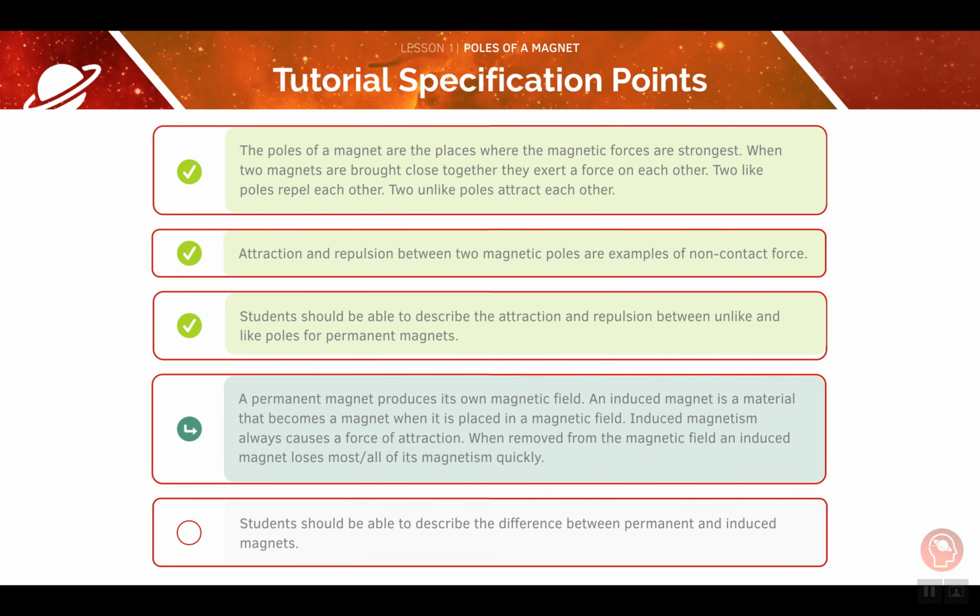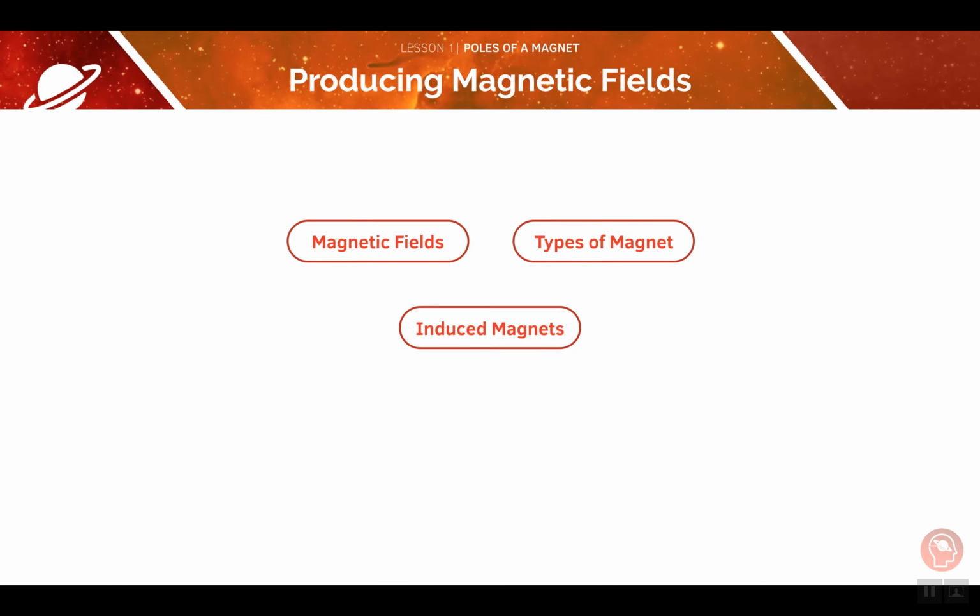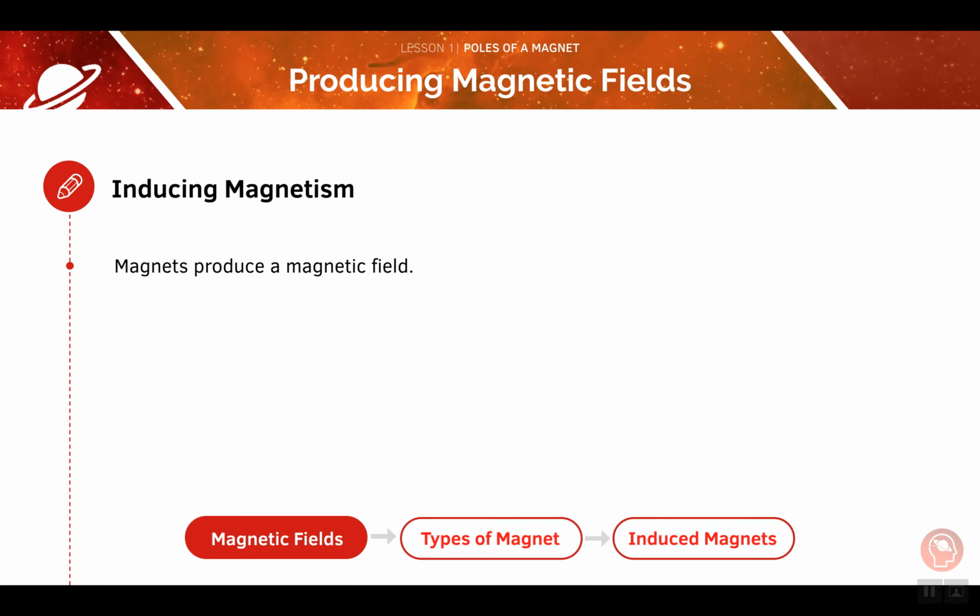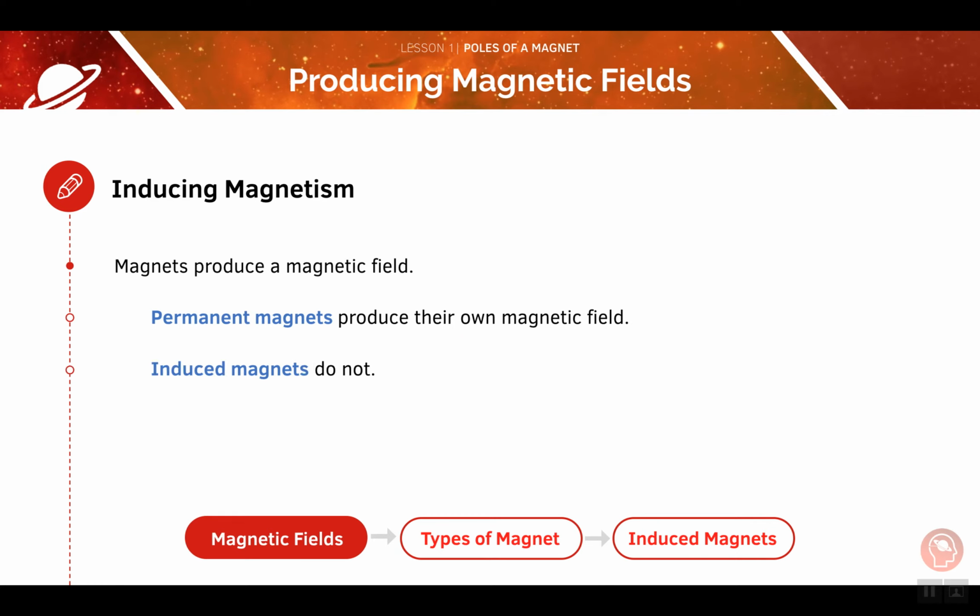Now we will cover permanent and induced magnets. We'll be looking at magnetic fields, types of magnets, and induced magnets in this section. When we have a magnet, it will produce a magnetic field. Permanent magnets will produce their own magnetic field, as opposed to induced magnets, which do not.